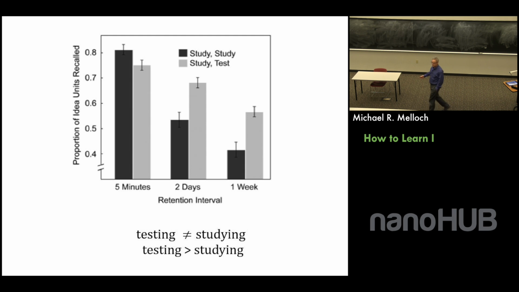So 5 minutes after the second 7-minute session, the ones who got to study the passage twice did better than the ones who only got to study it once and then had to do a recall test on themselves. But it wasn't that different. It was maybe 6 percentage points. Very different 2 days later. The ones who studied and then did the recall instead of study did much better, and a week later, it looks like they're almost 3 times better. So testing isn't studying, it's much greater than studying.